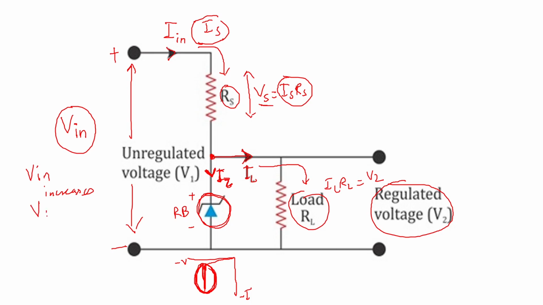Similarly, when the input voltage is decreased, the current IS, which is produced by the input voltage, will also decrease.